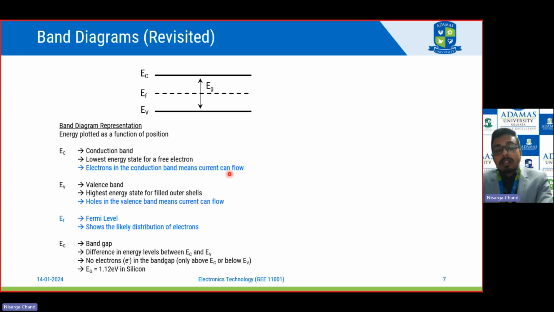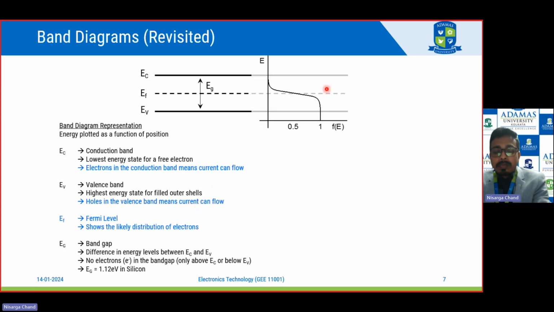Those electrons again try to shift to the valence band for recombination. When energy is released, Eg equals h nu or hc by lambda. And at that point, due to the velocity, your current is produced. Now, in the valence band, the highest energy state for filled outer shells, holes in the valence band means current can flow. This is the picture, very middle, in between the valence band and conduction band, where there is a half or 50% probability that an electron can occupy the level.